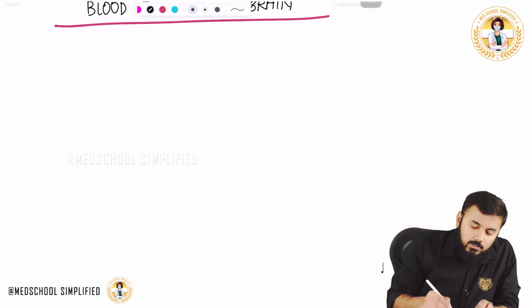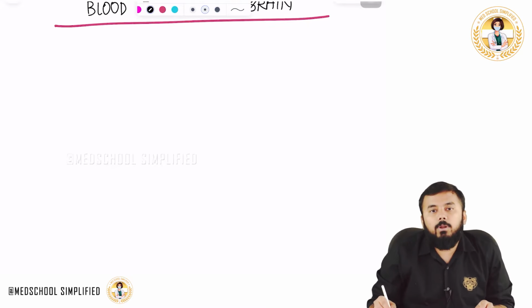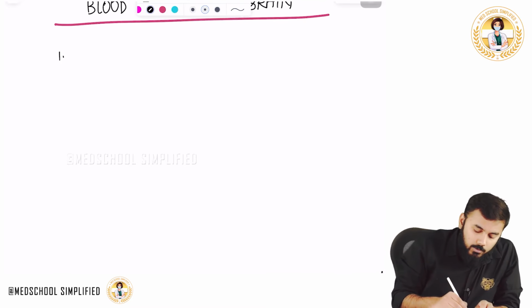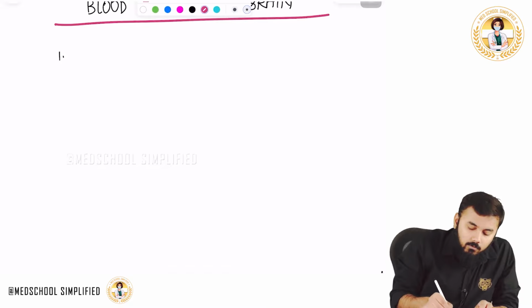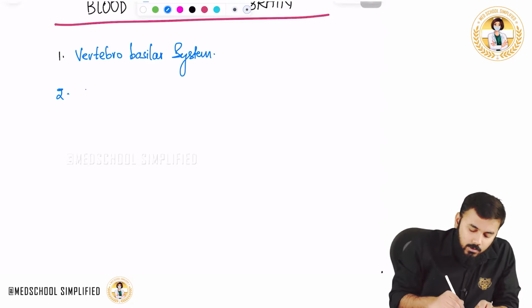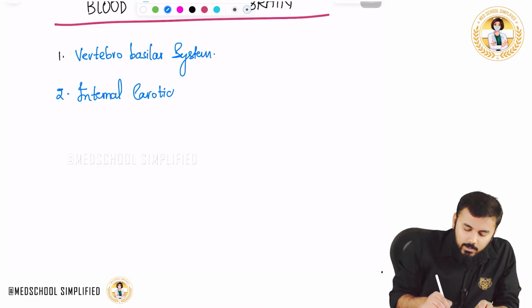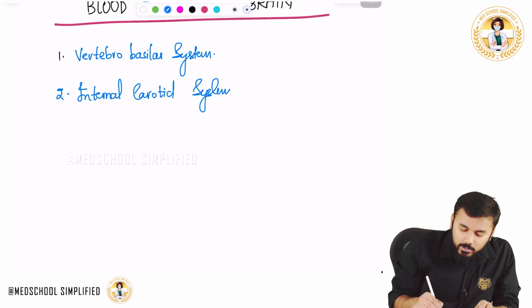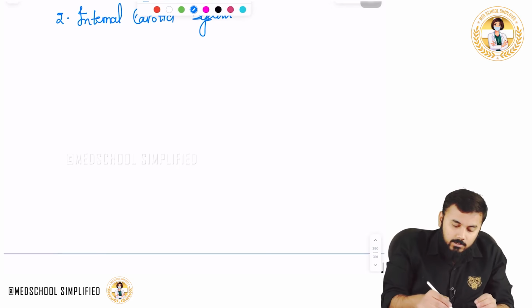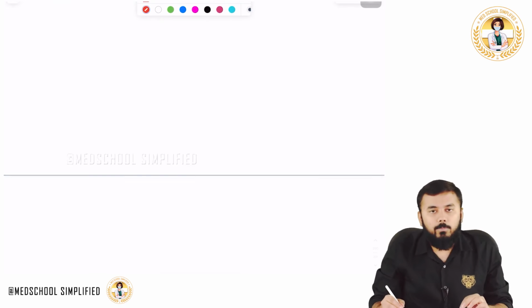First of all, you need to know this important thing, that the blood supply to the brain is mainly done by two important arteries, two important systems. What are those two important systems? One is called the vertebrobasilar system, and the second one is called the internal carotid system. So two important systems over here. First of all, let us see what this vertebrobasilar system is.